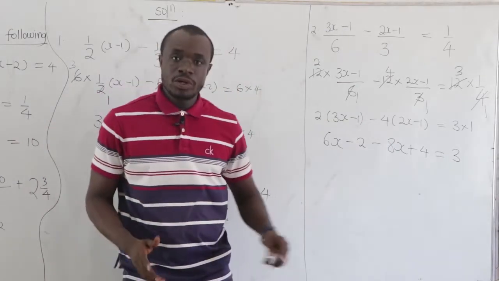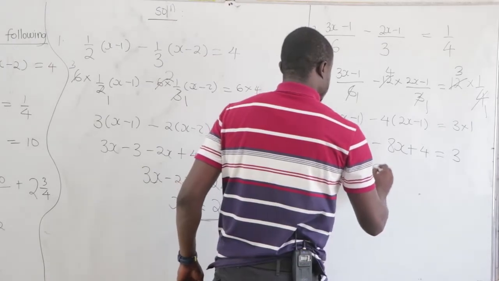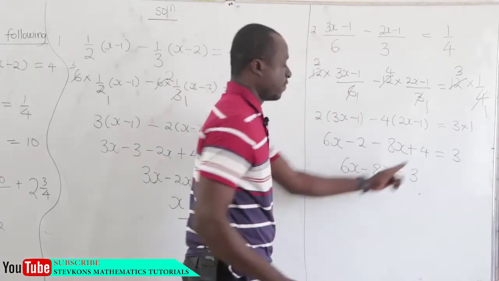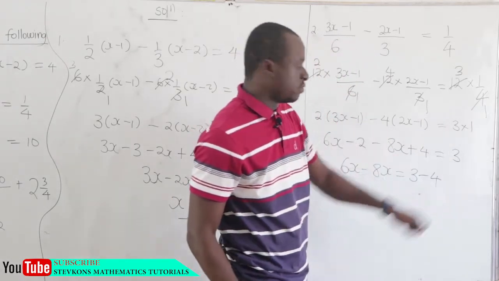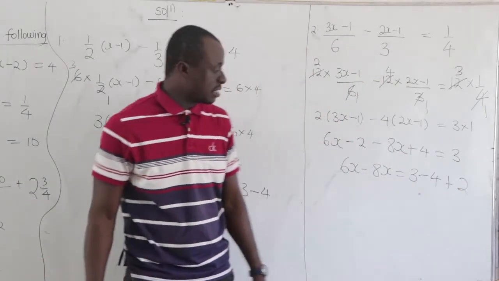Now, from here, what do we do? We group like terms. So we have 6x minus 8x equal to 3 minus, why minus? 4 is moving there, so that will be minus 4. Negative 2 is moving there, that is plus 2. When it crosses the equal to sign, the sign changes.